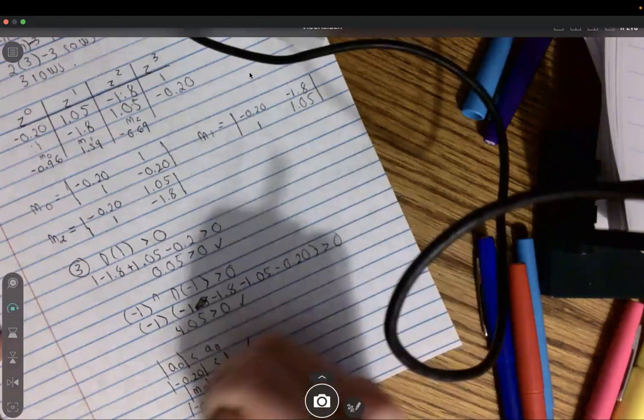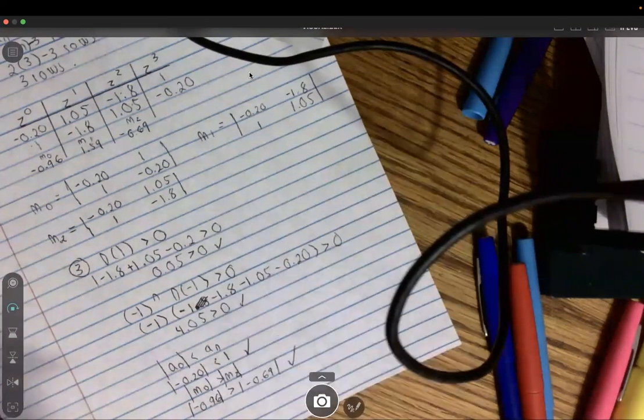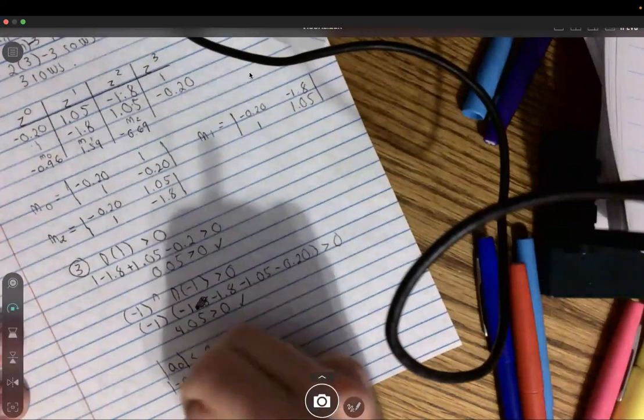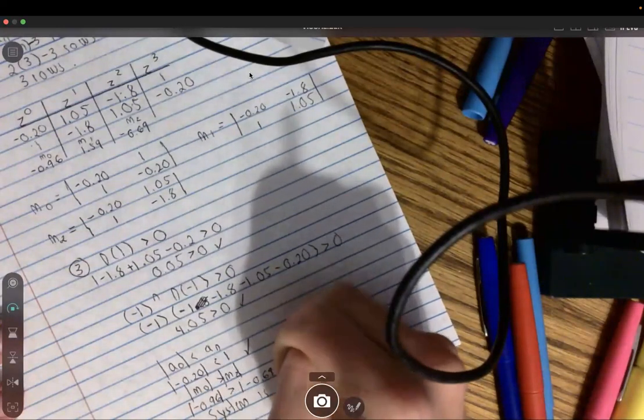And we're going to see that, yes, that is true. So now that we saw that it handles all this, the system is stable. So we're good. So the system is stable. That's literally what the test tells us. It tells us that the system is stable if it meets all that criteria.